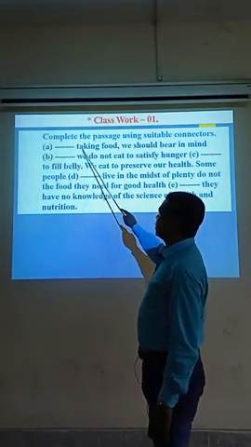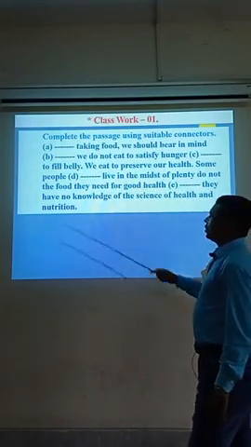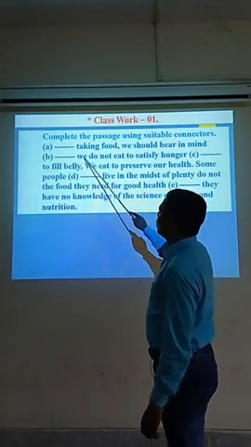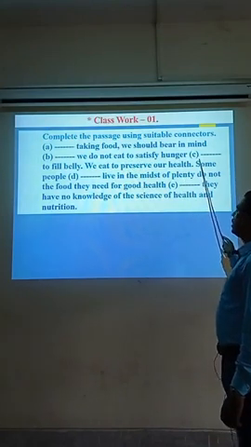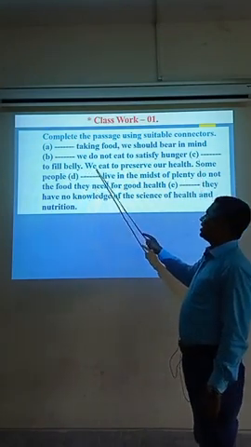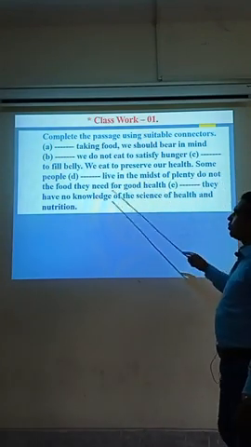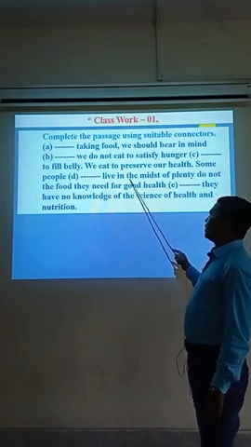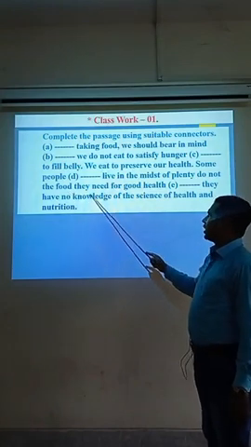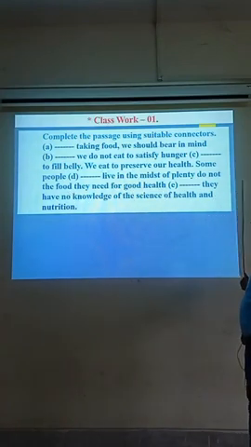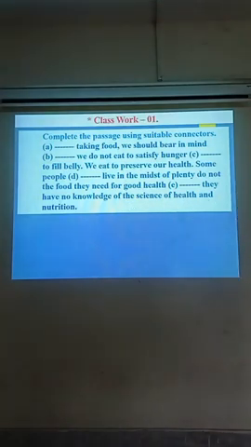A, taking food, we should bear in mind B, we do not eat to satisfy hunger. Number C, gap, to fill the belly. We eat to preserve our health. Some people, number D, gap, live in the midst of plenty, do not the food they need for good health. They have no knowledge of the science of health and nutrition.